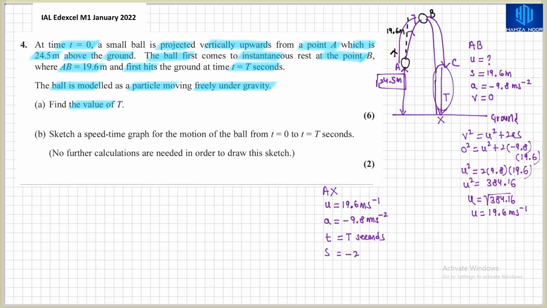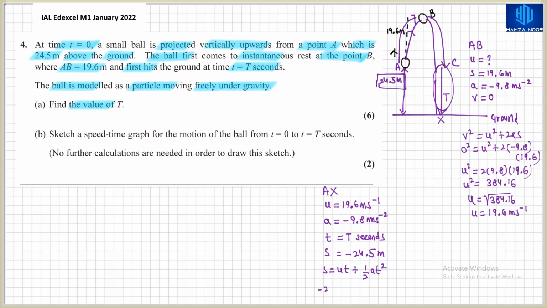So the displacement would be minus 24.5 meter, since the particle is changing its direction of motion and it is going beyond its starting point. Therefore, the displacement would be minus 24.5 meter. And now we are going to solve this equation. S is equal to ut plus half at square, and specifically for this part of the journey AX, the time duration is capital T, so we are going to use the capital T over here.